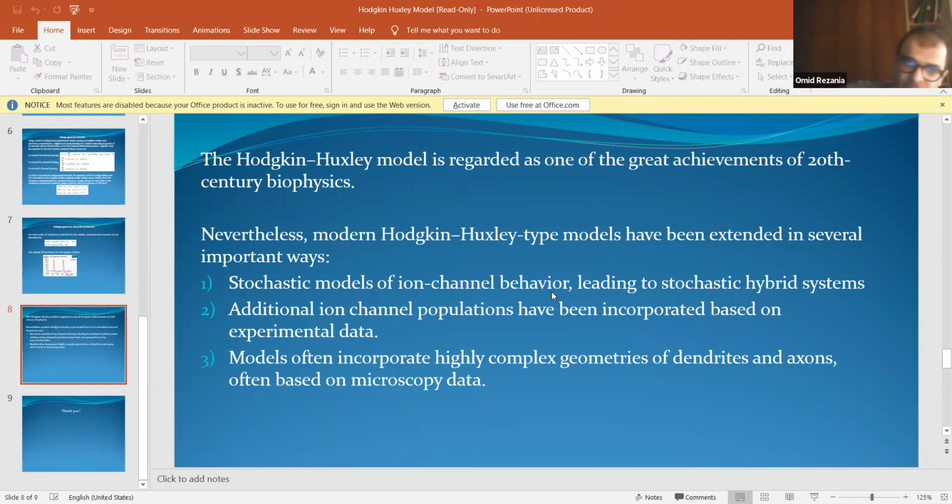On the third part, you have said that models often incorporate highly complex geometries of dendrites and axons, often based on microscopic data. I'm so interested to study that myself, because I learned that from you right now. From what source did you get that? I'm very interested to see how the microscopic data is incorporated into the Hodgkin-Huxley model. Do you have any source for paragraph number 3, which you have written?